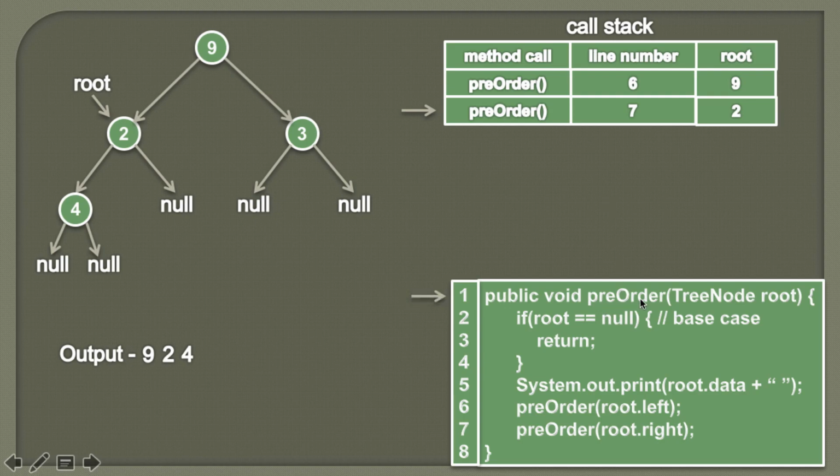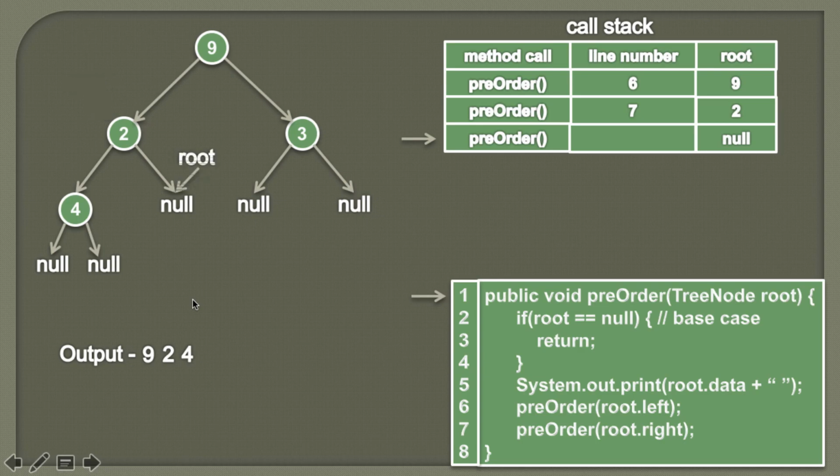So here now we are calling pre-order with a value as null. Therefore we know that there would be one more method on the call stack whose current root would be null. So now root will point to null, and we'll start executing this pre-order method. Then we'll check whether root is equal to null or not. Currently root is equal to null. Therefore we have reached our base case condition, and we'll simply return from this method.